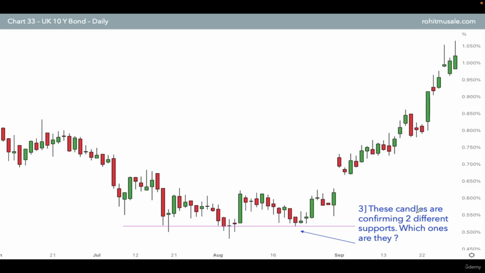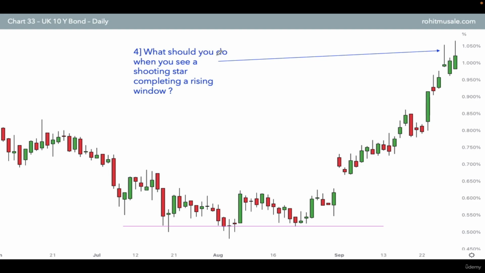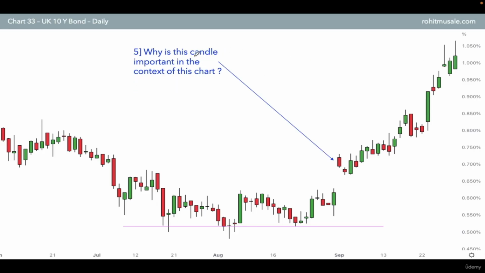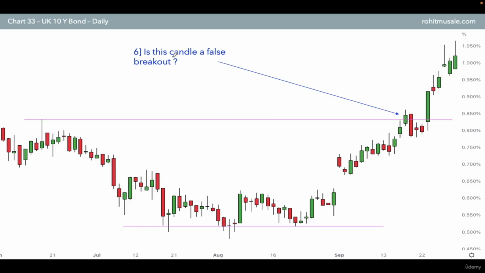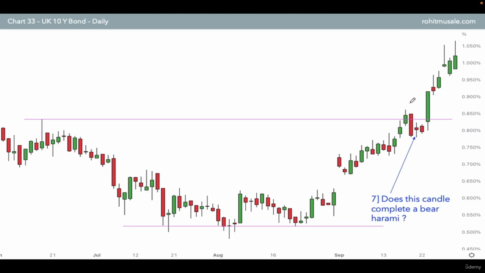Number 3. These candles are confirming two different supports. Which ones are they? Number 4. What should you do when you see a shooting star completing a rising window? So this one. Why is this candle important in the context of this chart? So this red candle. Number 6. Is this candle a false breakout? This green candle. Number 7. Does this candle complete a bear harami? So this small red candle.